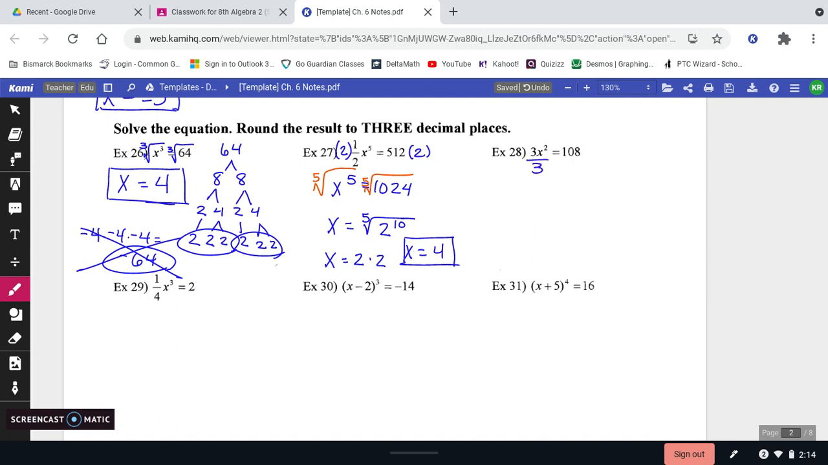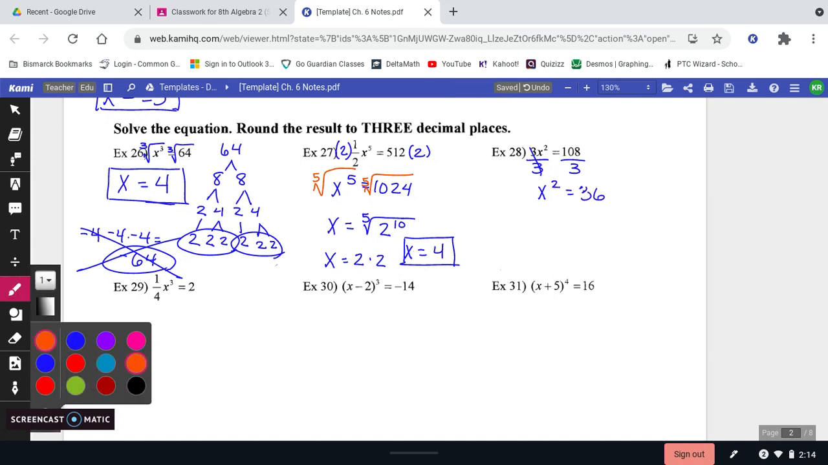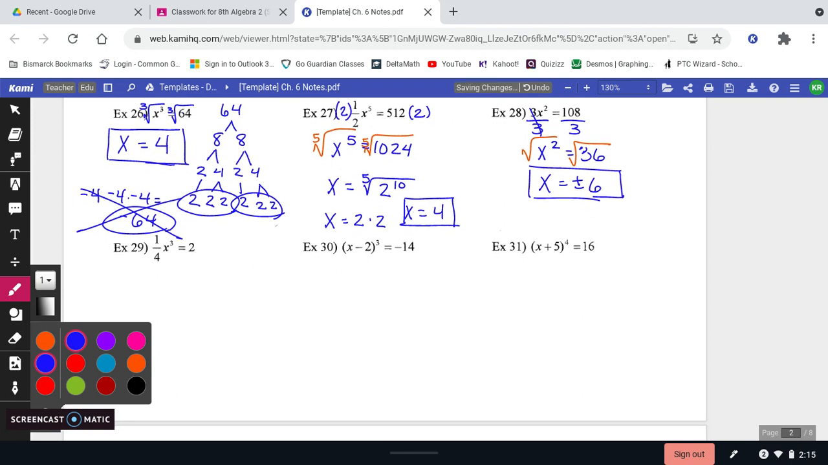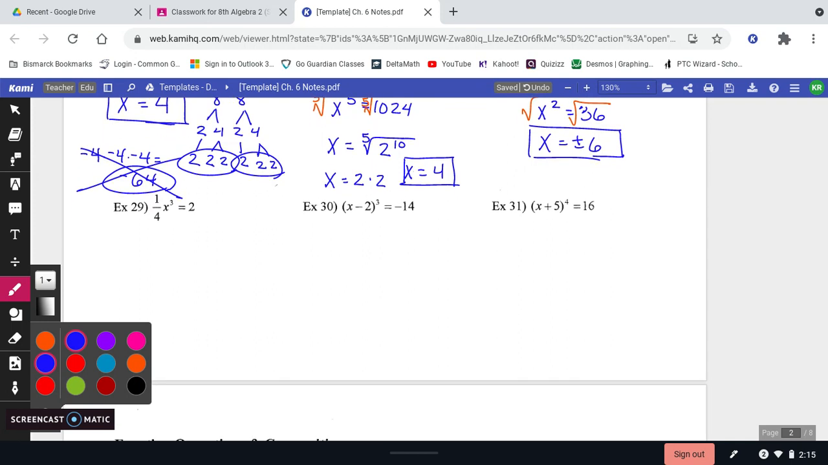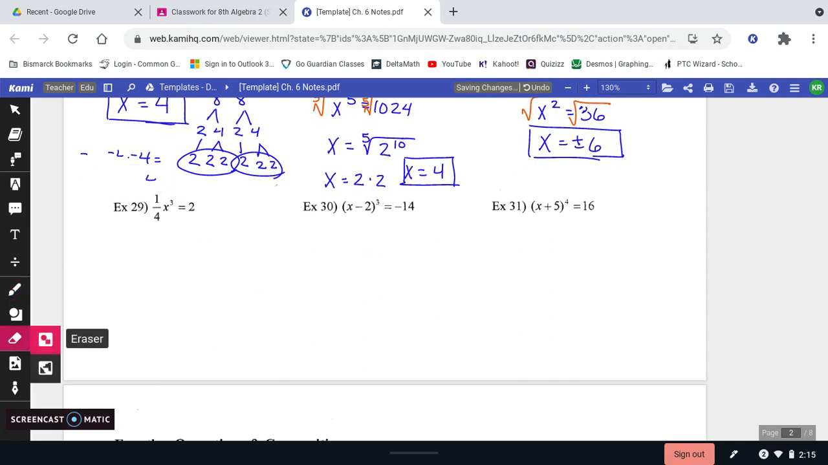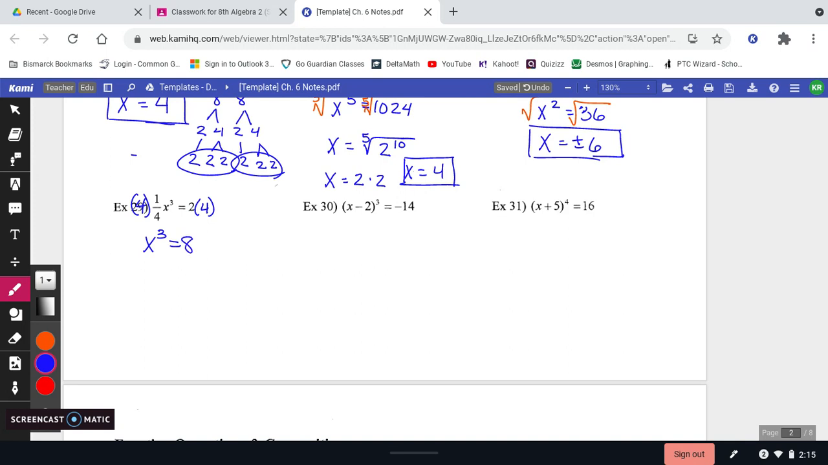Okay, number 28, divide by 3, divide by 3. x squared is 36. So square root both sides, and x is going to be equal to plus or minus 6. Again, square root, it's a quadratic, 2 solutions. Okay, number 29. Similar to 28, let's multiply both sides by 4, and that will take out that 1/4. So you get x cubed equals 8.